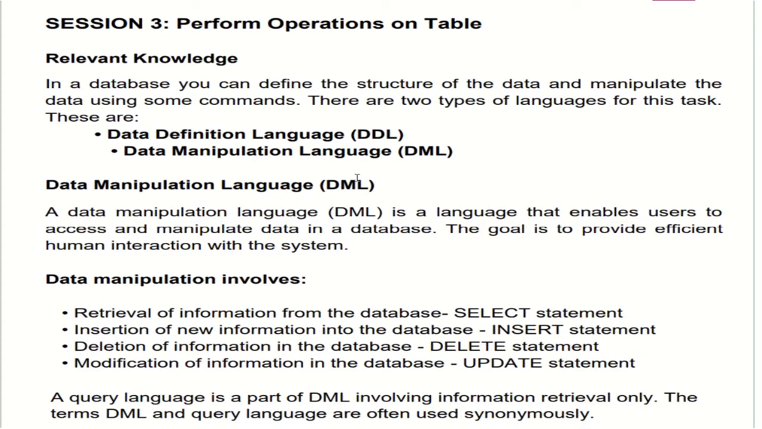Data manipulation language is what? The term used, manipulation, means changing. A data manipulation language is a language that enables users to access and manipulate data in a database. Now the goal is to provide efficient human interaction with the system. What all things are involved in data manipulation? First is the select statement, second insert statement, third is the delete statement, and fourth is the update statement.